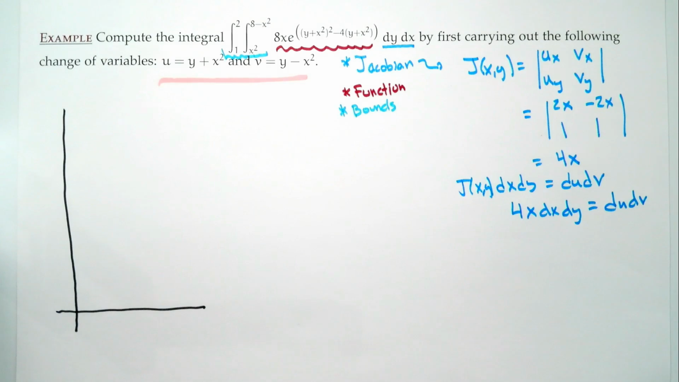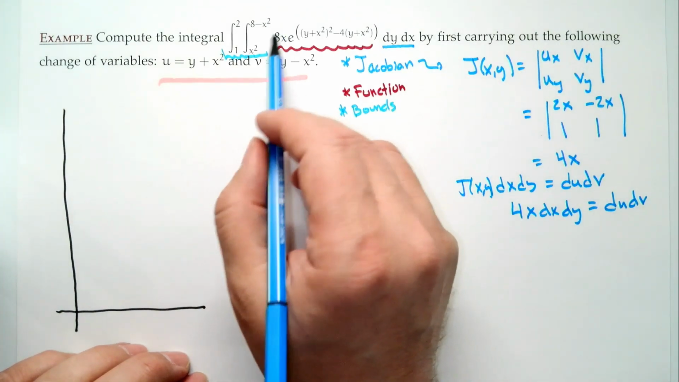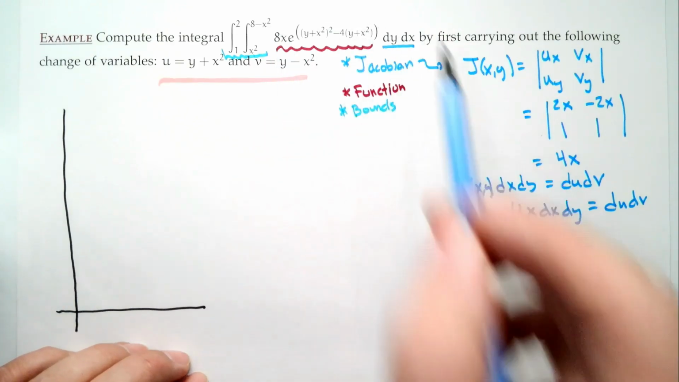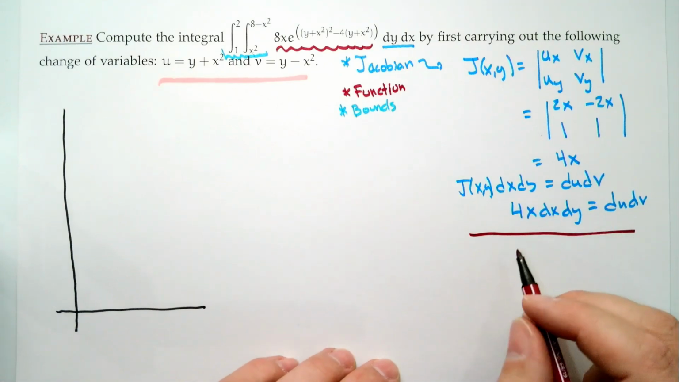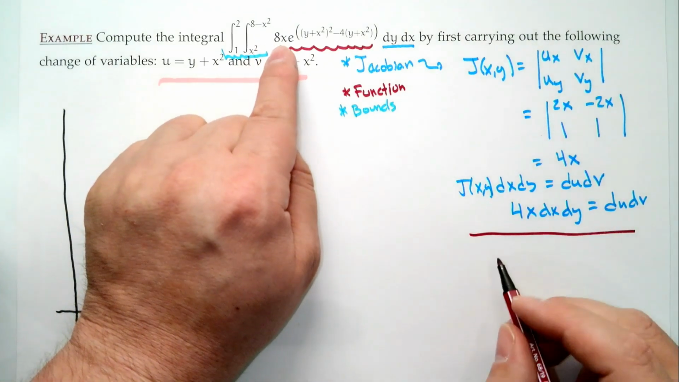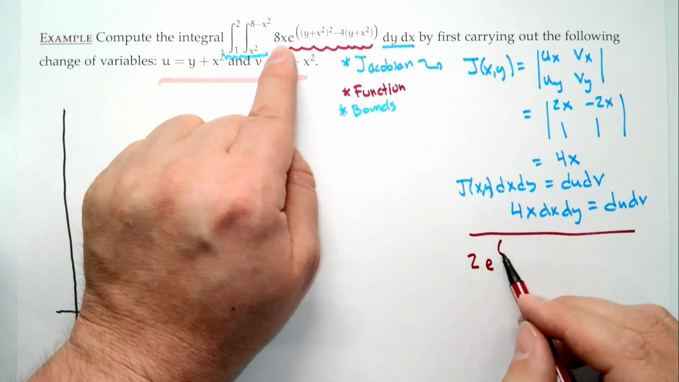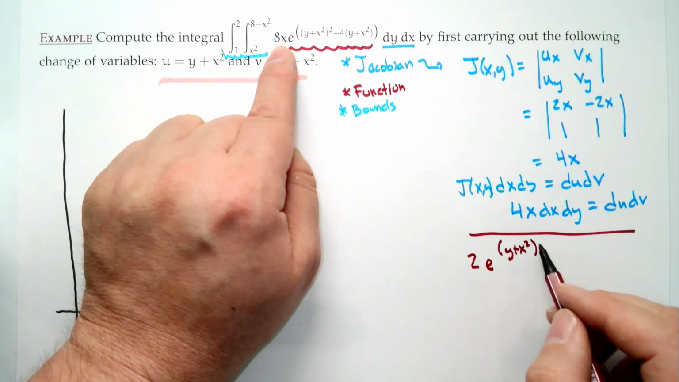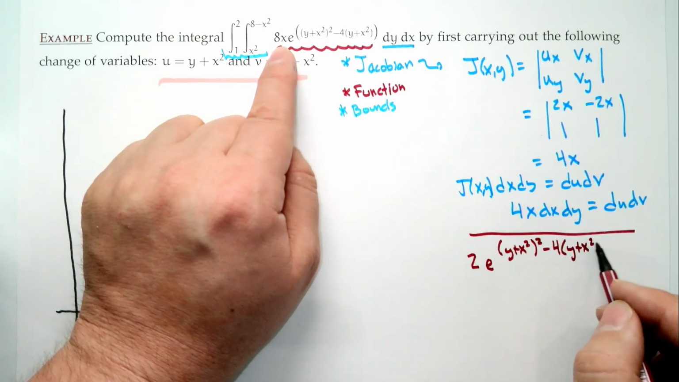Now, very conveniently for us, we have an 8x, so we're going to take 4x of that and put it with the dy dx, and that's going to become our du dv. That's helpful because now I don't have to change everything for the function. So when I go into my next phase, my function phase, the 4x, I'm pulling that off. So my real function is 2 e to the power (y plus x squared) squared minus 4 times (y plus x squared).